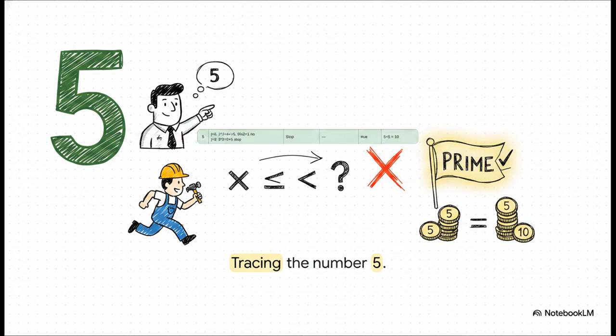2 times 2 is 4, which is less than 5, so the worker goes to work. We check if 5 modulo 2 equals 0. It doesn't. 5 divided by 2 leaves a remainder of 1, so the worker just increments j up to 3. But hold on, 3 times 3 is 9, which is greater than 5. The worker stops right there. Because we never found a clean divisor, our prime flag stays true, and our running sum grows to 10.